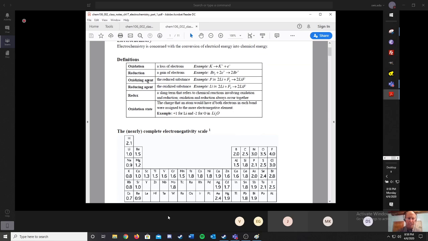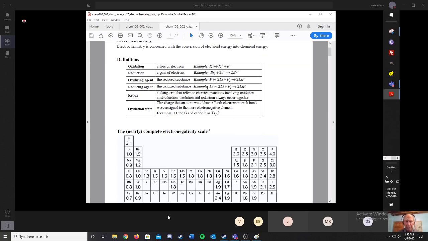The oxidizing agent is what's reduced. And for example, if lithium and fluorine reacted to make lithium fluoride, the substance that's reduced would be the fluorine, because the fluorine ends up with an electron, lithium's electron, it takes it away.